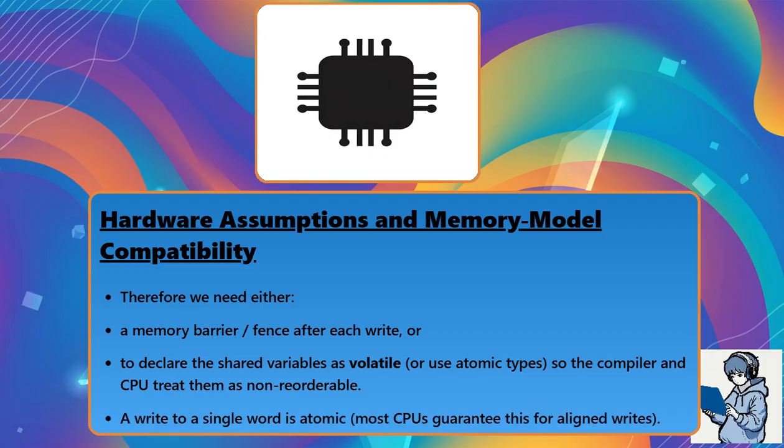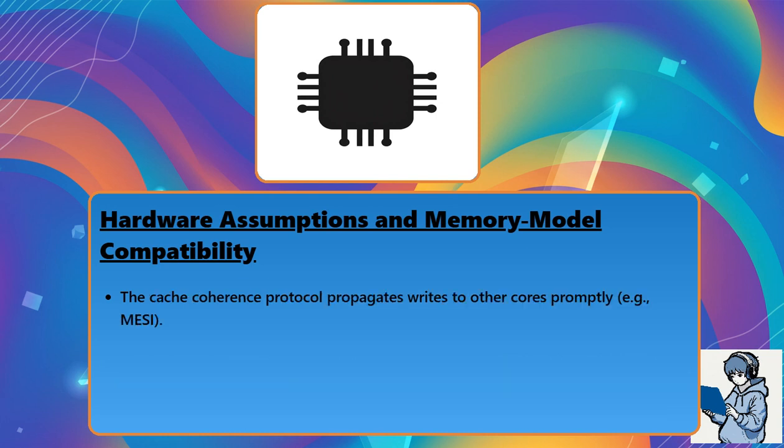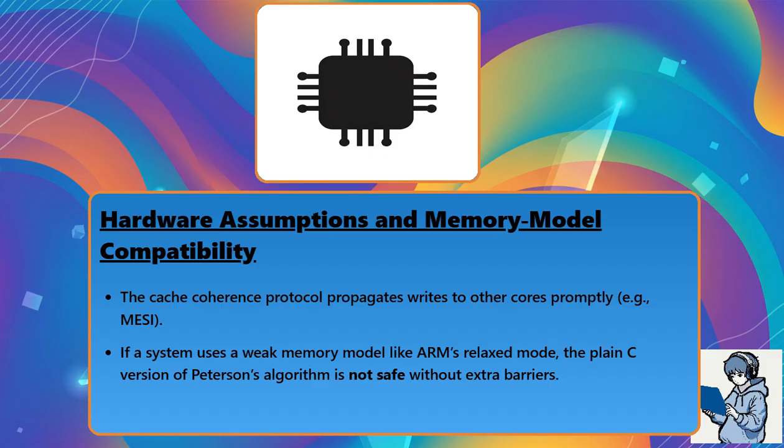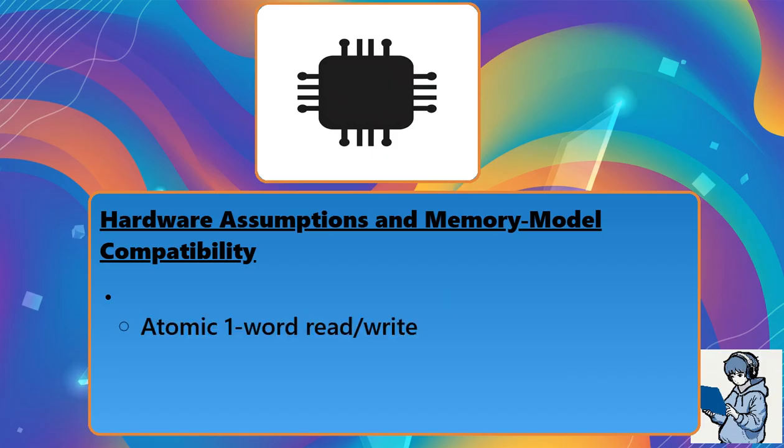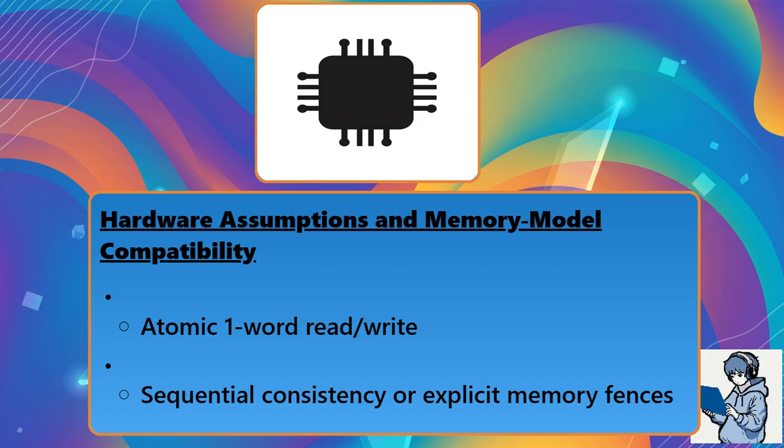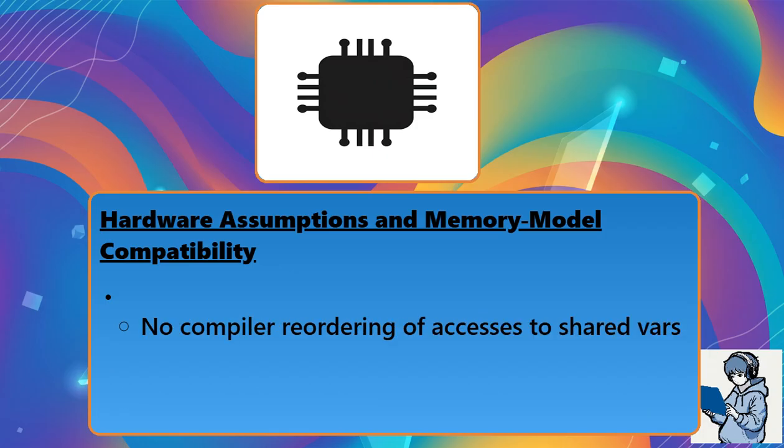A write to a single word is atomic. Most CPUs guarantee this for aligned writes. The cache coherence protocol propagates writes to other cores promptly, for example, MESI. If a system uses a weak memory model like ARM's relaxed mode, the plain C version of Peterson's algorithm is not safe without extra barriers. The requirements are: atomic one-word reads and writes, sequential consistency or explicit memory fences, and no compiler reordering of accesses to shared variables.